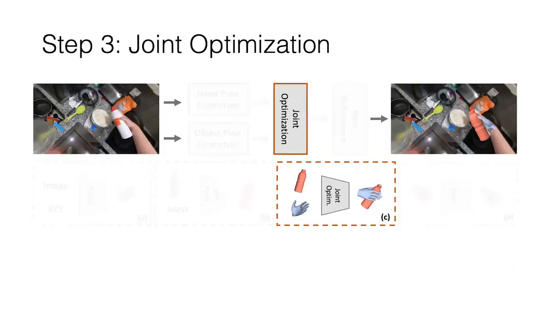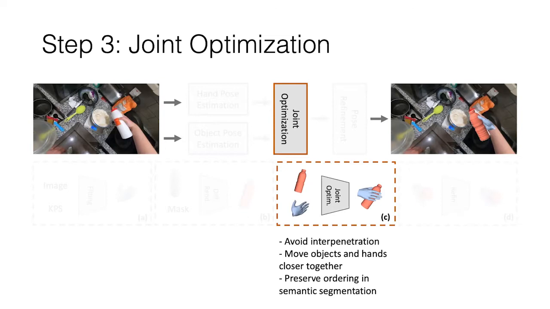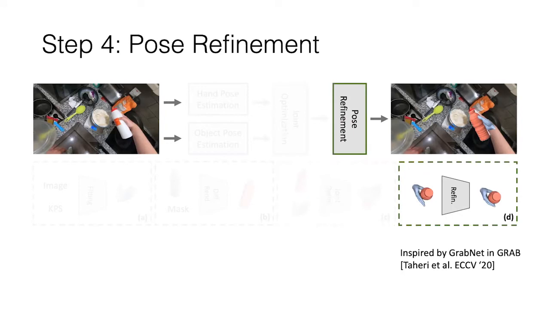And then we do a joint optimization. I'll show a picture that will give you better insight. It prevents interpenetration, moves objects and hands closer together, taking a lot of inspiration from the multiple-human reconstruction literature. And then you also want to preserve the ordering on the semantic segmentation, the depth ordering. Finally, for the hand specifically, inspired by GrabNet, we refine the final prediction through a network which is trained on motion capture data. At this point, this is a prior to refine the final fits.